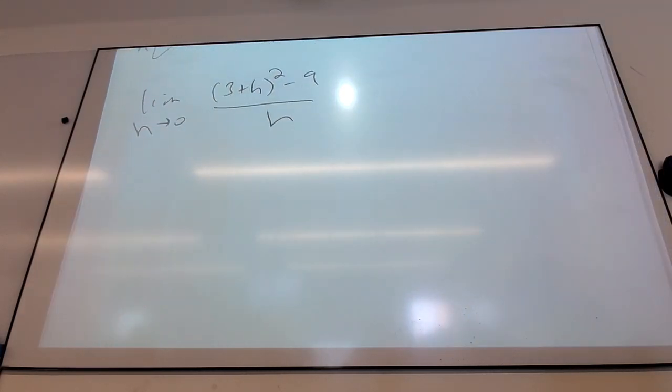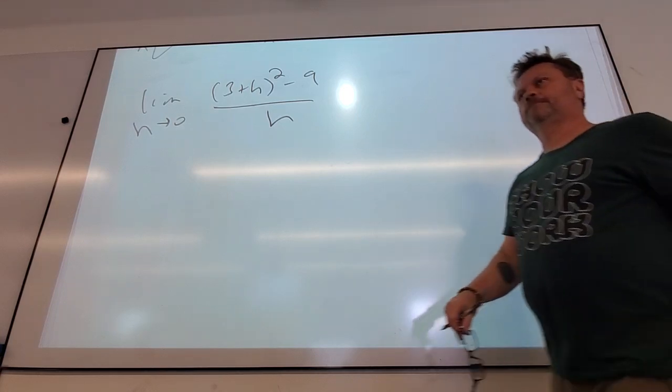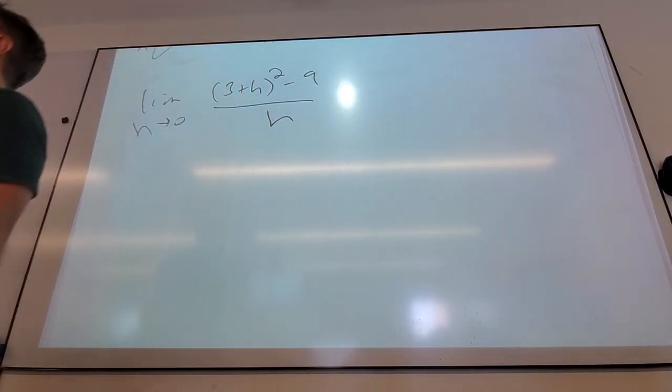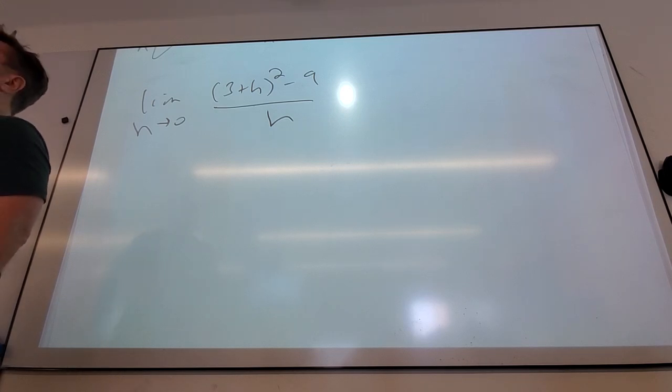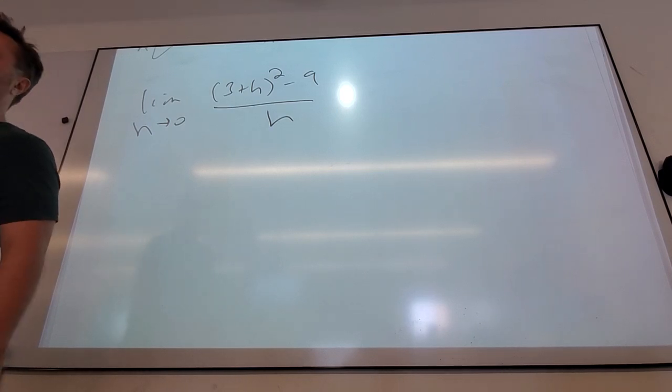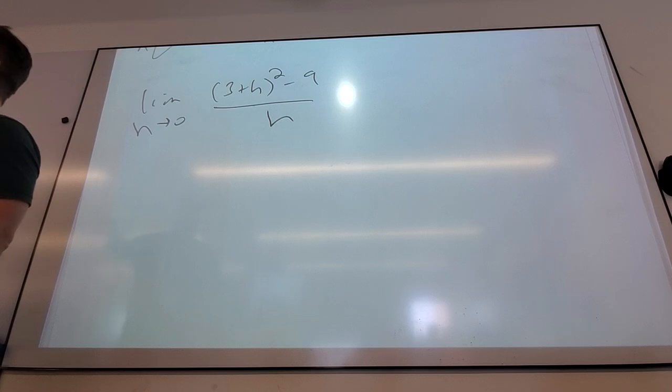What's the very first thing you should do if this is a problem I give you? Plug in 0 and see if you're done, right? Are we done? No, why? The whole thing's indeterminate. Bottom being 0 could be determinate because it could be some kind of infinity. It's 0 over 0, that sucks, because that means I have work to do before I can figure out the answer.